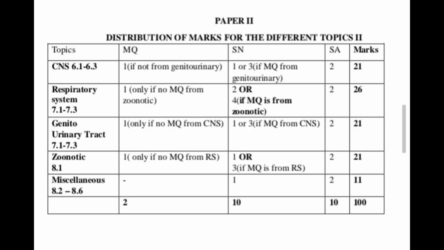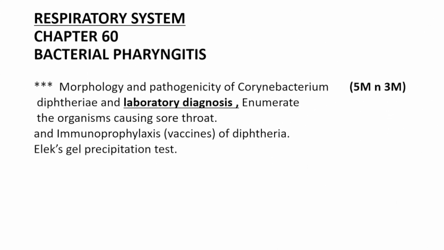As in this video, we are focusing on Paper 2 topics. So these are the topics in Paper 2, and we will go to each section chapter-wise. So let's get started. First, we will start with Respiratory System, Chapter 60, Bacterial Pharyngitis.